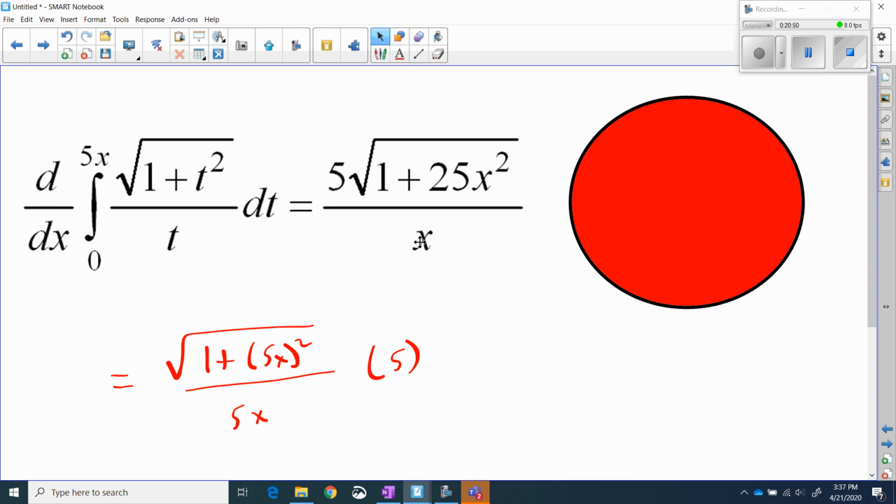Oh, there is a mistake here. This should have been a 5. I remember now that was missing in my answer key. Okay, so that should have been there. And then technically, to simplify it, you could have crossed those two out and just had that over x.